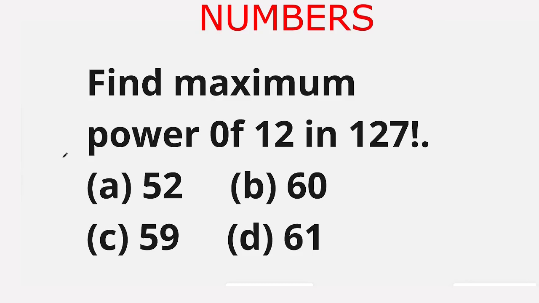Find maximum power of 12 in 127 factorial. The given options are option A 52, option B 60, option C 59, option D 61.